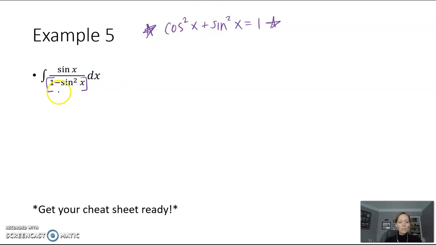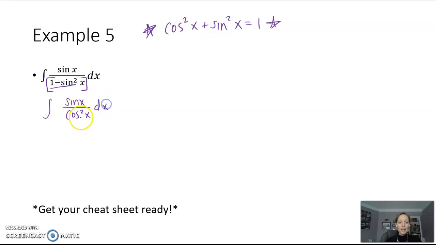So that's exactly what's going to happen here. We see that 1 minus sine squared x, if I just manipulate this equation and subtract sine squared of x from this side, then I know that 1 minus sine squared x is equal to cosine squared of x. So that's exactly how I'm going to rewrite this. I'm going to write this as sine of x over cosine squared of x.